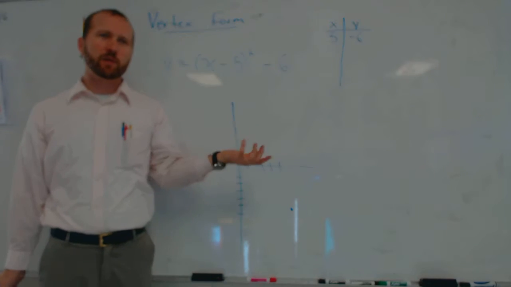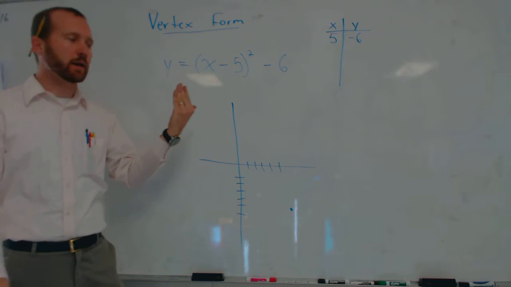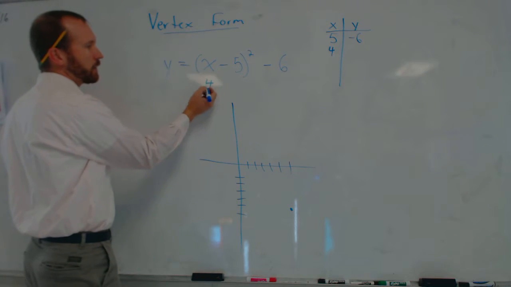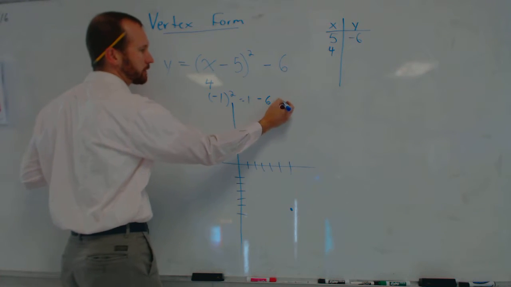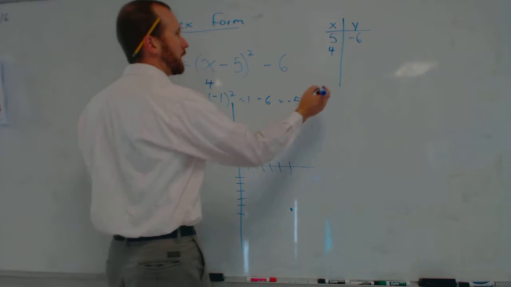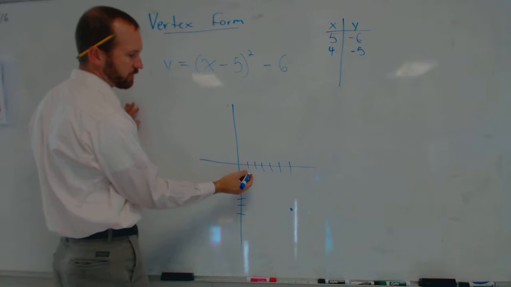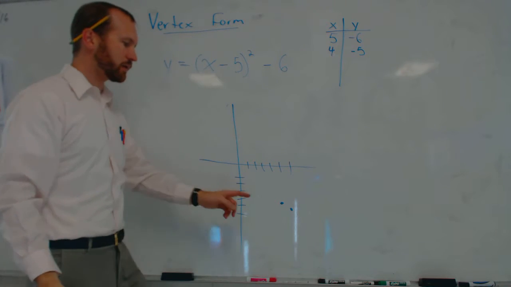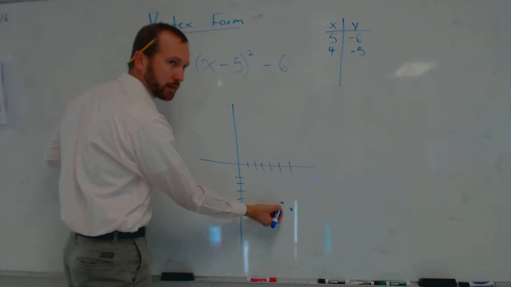Now, what point might we want to plot next? If we think about a parabola, we often go over 1, right? So instead of 5, let's try 4. What do I get if I plug 4 in? Well, 4 minus 5 is negative 1. Squared is 1. Minus 6 is negative 5. So if I plug in 4 for x, I get negative 5 for y. If I were to describe the relationship of these 2 points, from here I went over 1 and up 1 to get here.